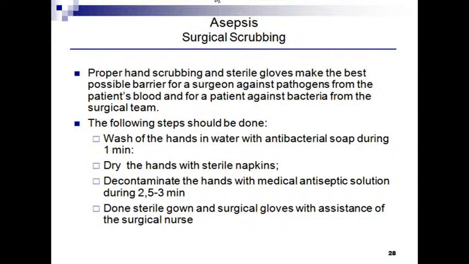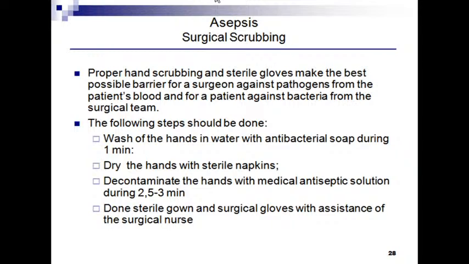Before surgery, the doctor must perform surgical scrubbing. Proper hand scrubbing and sterile gloves make the best possible barrier for a surgeon against pathogens from the patient's blood, to prevent blood-borne infection of a doctor from the patient, and to protect a patient against bacteria from the surgical team.